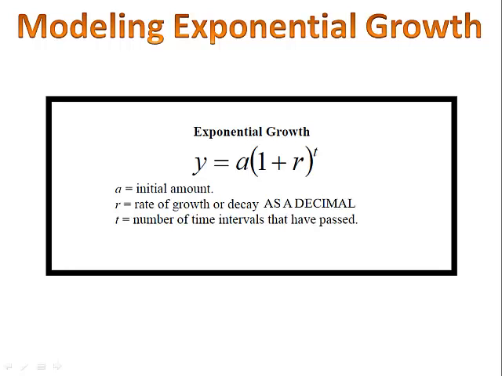A is the initial amount, what you started with. R is the rate of growth, written as a decimal. 15%, for example, would be 0.15. 3%, 0.03. T is the number of time intervals. So if we're looking over, say, 15 years, T would be 15.